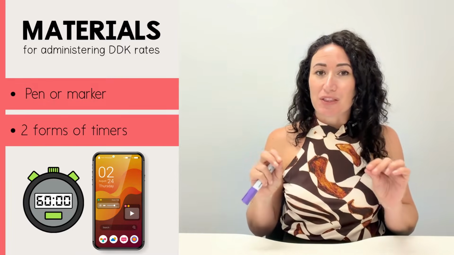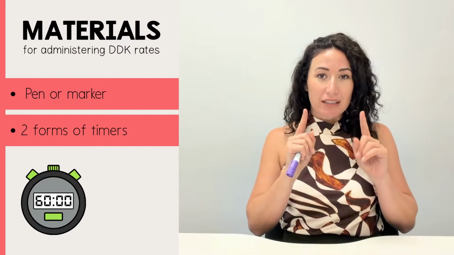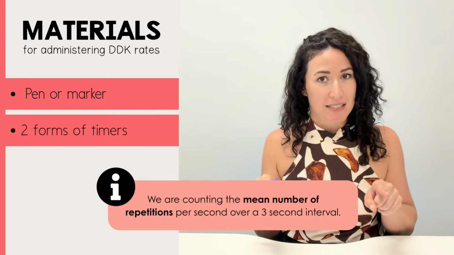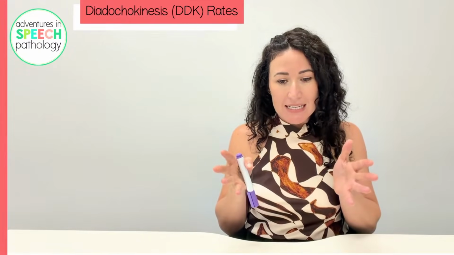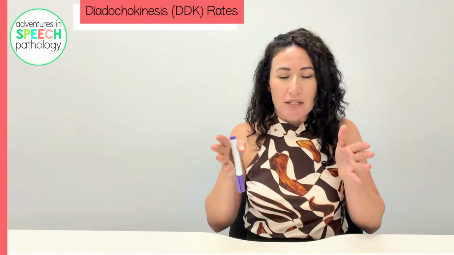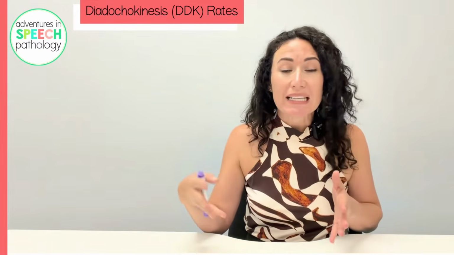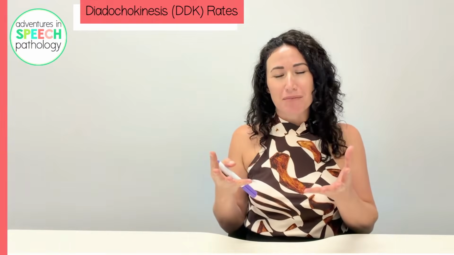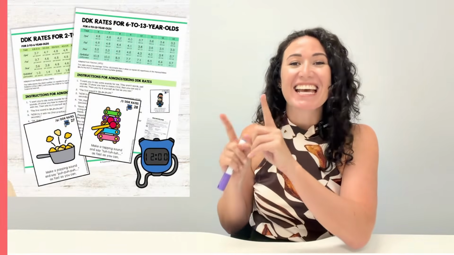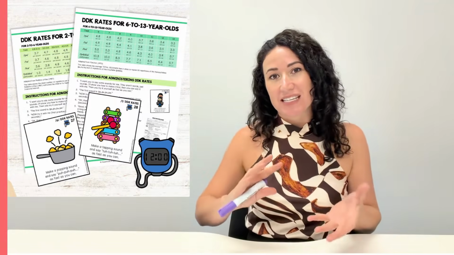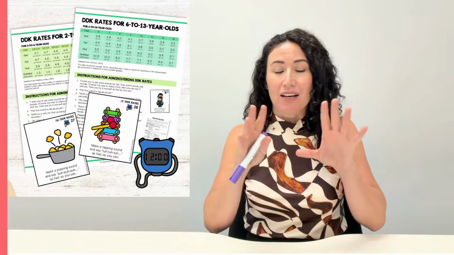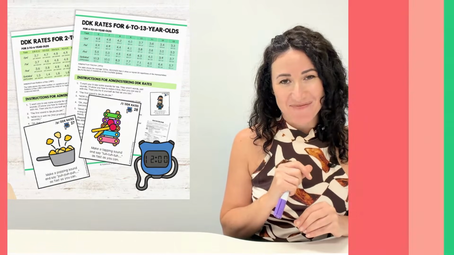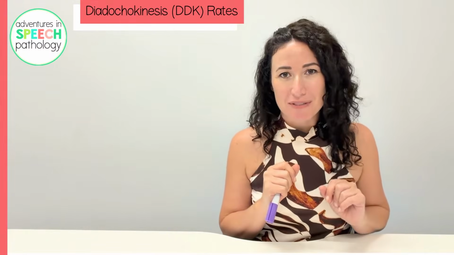Because the thing to know with the Robbins and CLE norms is that we are counting the mean number of repetitions per second over a 3-second interval. So what that means is I will usually have the child say the number of repetitions as quickly as they can for about 3 seconds, and then I will count them up, and then I divide it by 3 so that I can reference this chart and see where the child sits and if they are at that expected age range or not for their mean number of repetitions per second. Now, if all of that sounds confusing, I will show you a little demo clip.